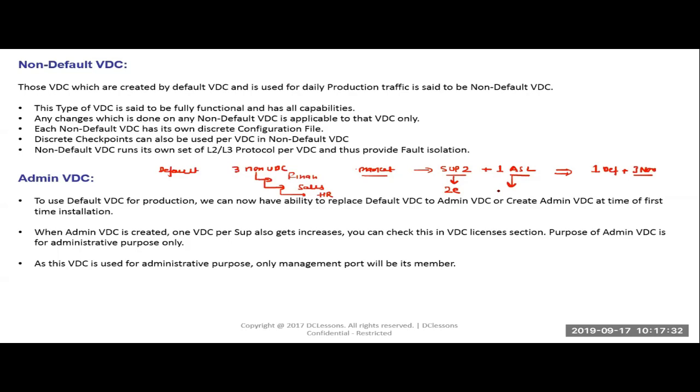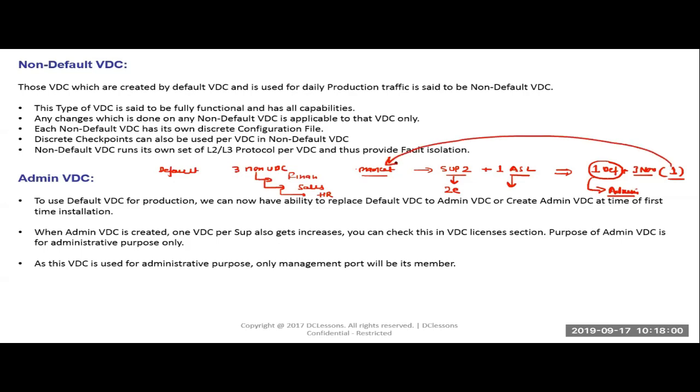In that case we can use our default VDC. We can replace the default VDC with the admin VDC. As soon as we replace our default VDC with the admin VDC, I get the bandwidth of one new VDC. So I can create one new VDC, and I will allocate it to the marketing department.